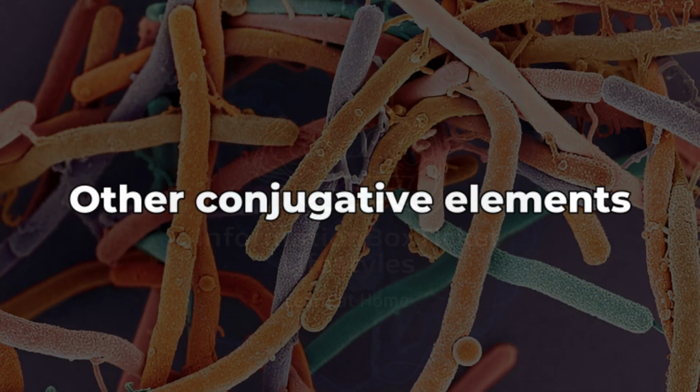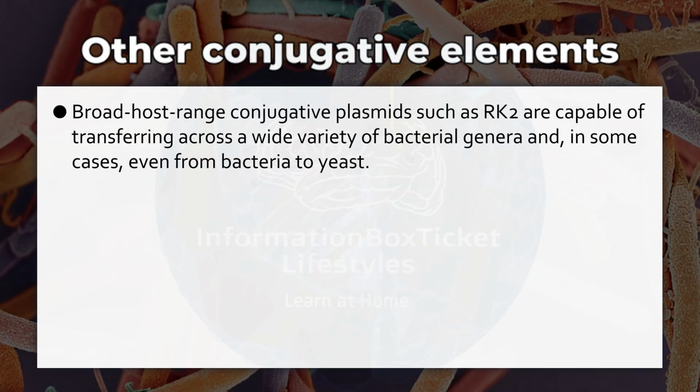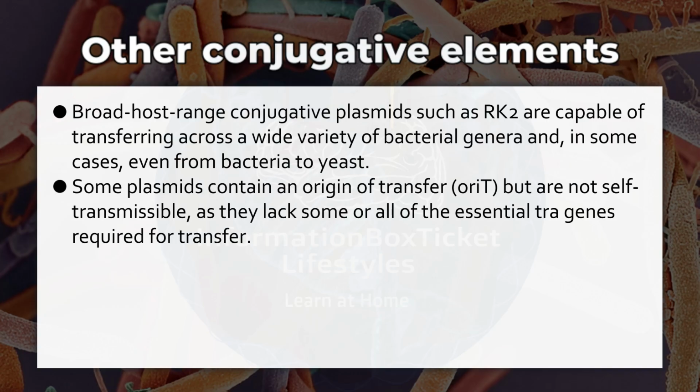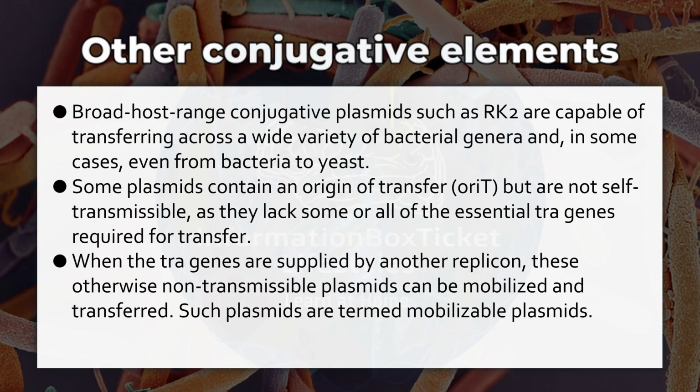Other conjugative elements. Broad host range conjugative plasmids, such as RK2, are capable of transferring across a wide variety of bacterial genera, and, in some cases, even from bacteria to yeast. Some plasmids contain an origin of transfer, but are not self-transmissible, as they lack some or all of the essential TRA genes required for transfer. When the TRA genes are supplied by another replicon, these otherwise non-transmissible plasmids can be mobilized and transferred. Such plasmids are termed mobilizable plasmids.